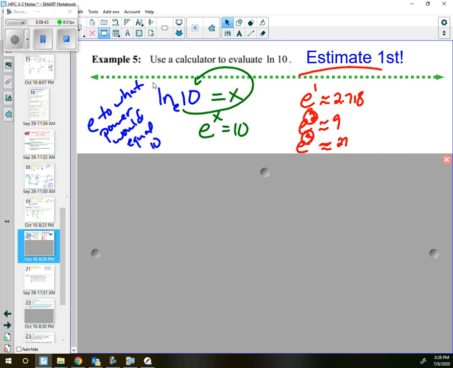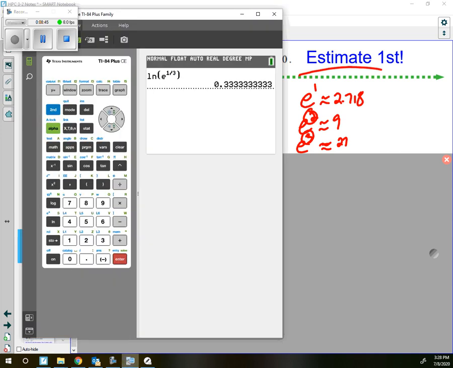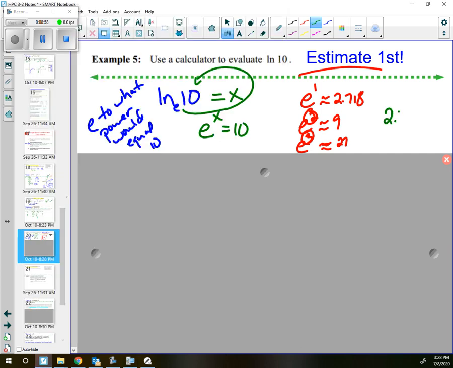So how would you type that into your calculator? ln of 10, we have a natural log button. We could just use it. So natural log of 10, and you get 2.30. I'm rounding to 3 places, so 2.306-ish would be approximately the ln of 10.